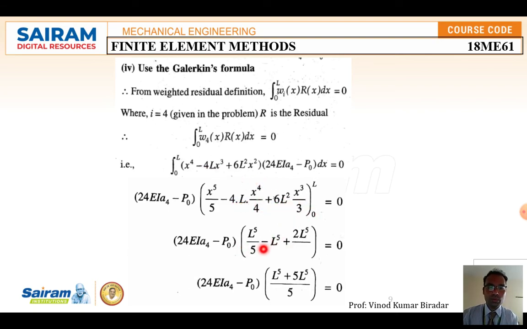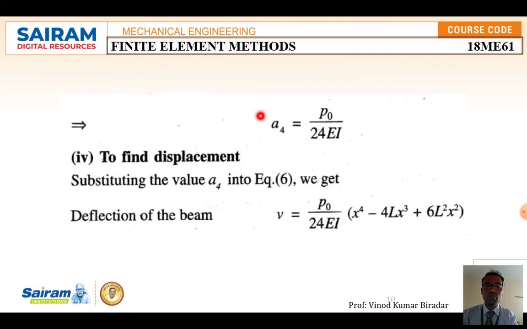So finally, to simplify or modify this equation, you are going to get a4 value equal to p naught by 24 EI. So this is the a4 value you got. Up to now we have got all the values a0, a1, a2, a3, a4. Next, the fourth step is to find the displacement. From equation number 6, substitute the a4 value, so the deflection of the beam is v equal to p naught by 24 EI times (x to the power of 4 minus 4l x cube plus 6l square x square). So this is the deflection of the beam.